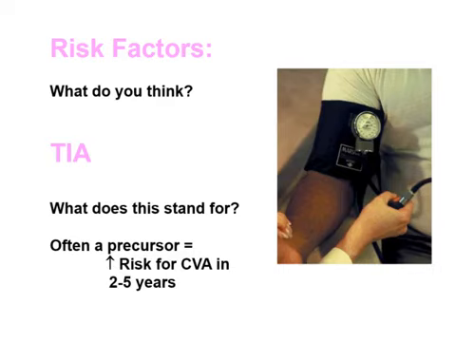So risk factors. What do you think some risk factors are? Well, TIA is a big one, which is transient ischemic attack, which we'll talk about in detail. So it's often a precursor. So people who are having TIAs or mini strokes are at high risk for stroke, and typically will have a stroke in the next few years. Hypertension is a big one. Atherosclerosis, like we talked about, cardiac disease, AFib, cerebral aneurysm, diabetes mellitus.